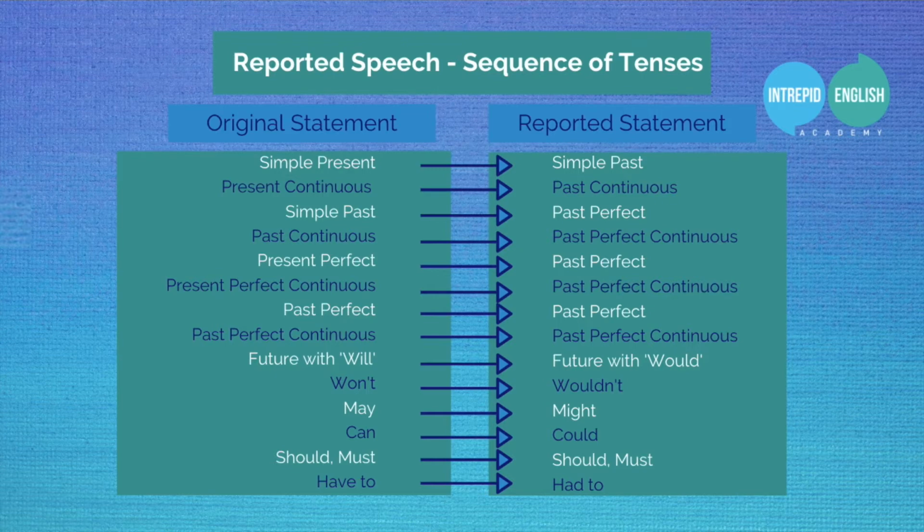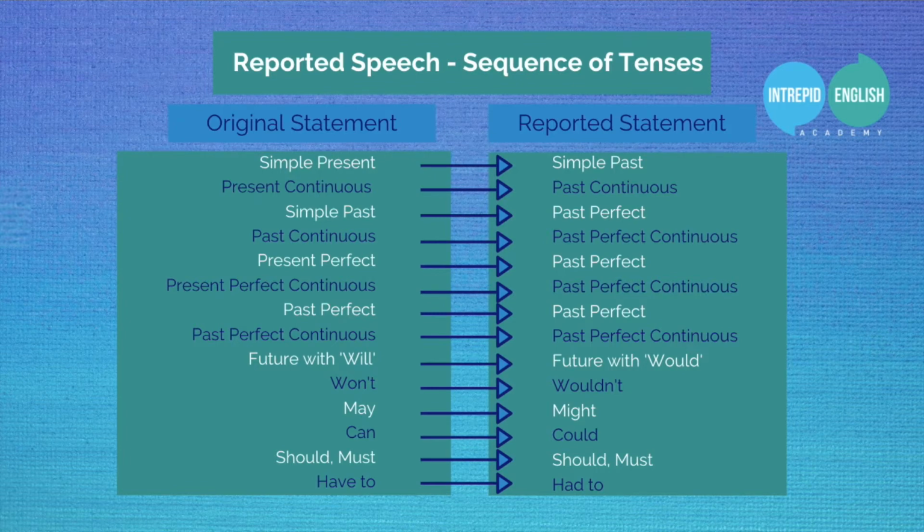So the original statement might happen in the simple present. For example, I live in Edinburgh. But if somebody is talking about that conversation later and they want to refer back to that statement, they would use the simple past to report that statement. It would become, she said she lived in Edinburgh. Now, there is an exception and I'll get to that later, but for now, let's take a look at the original verb tense and how we transform that into the reported speech.